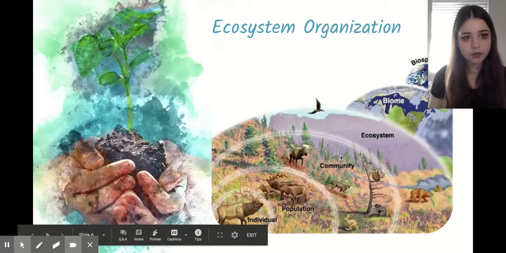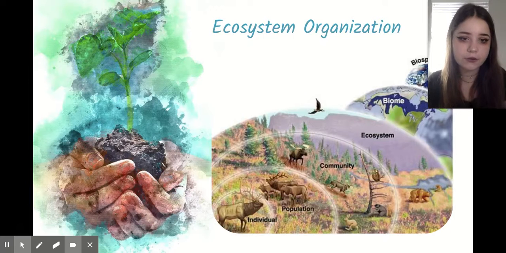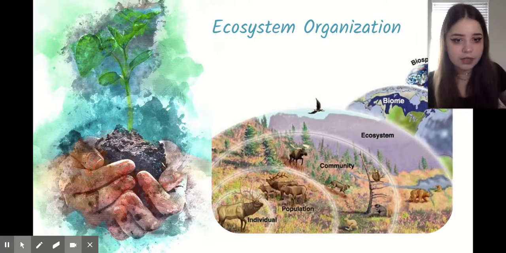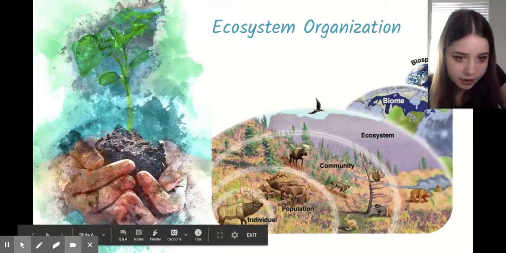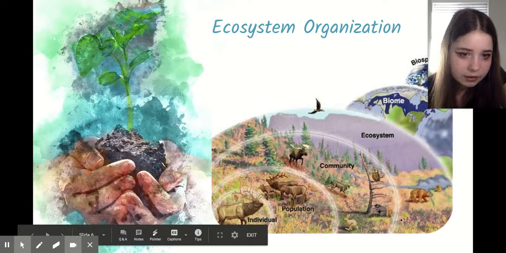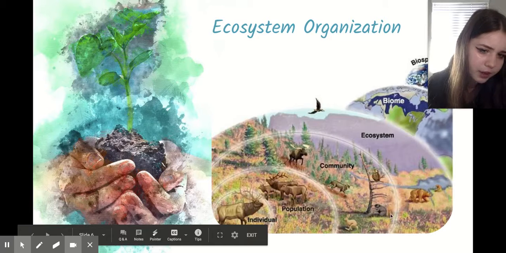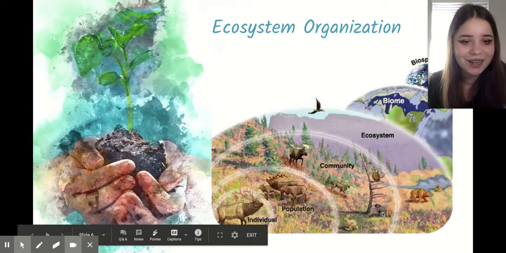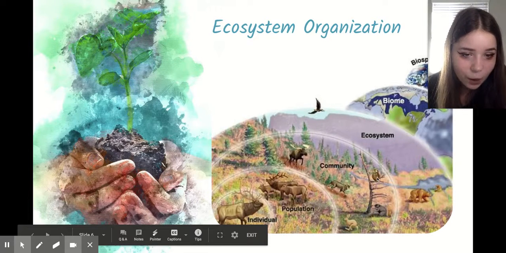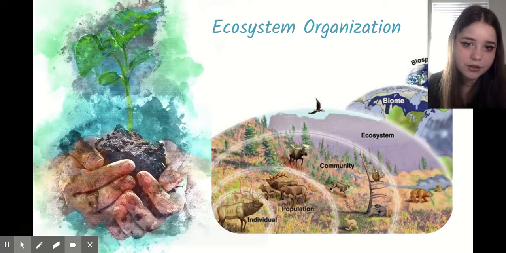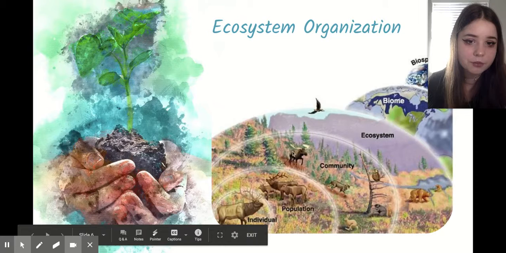Next, you have a community. In a community, there are multiple populations together, so multiple populations of different species. You see a variety of animals. I see a little hare over there. I'm not sure what this animal is, it could be a monkey. Over here is an owl. Over here looks like it could be a coyote. And then over here is a moose, right?